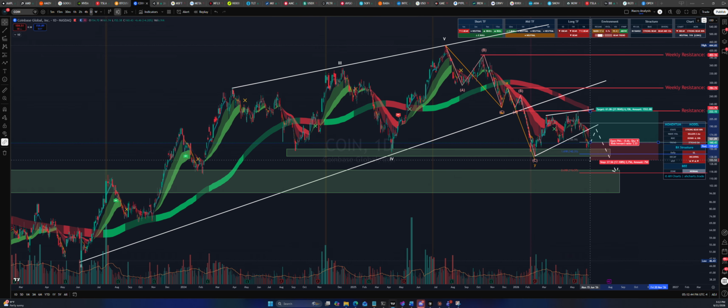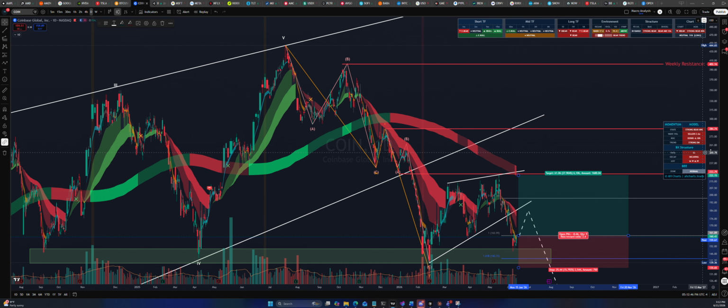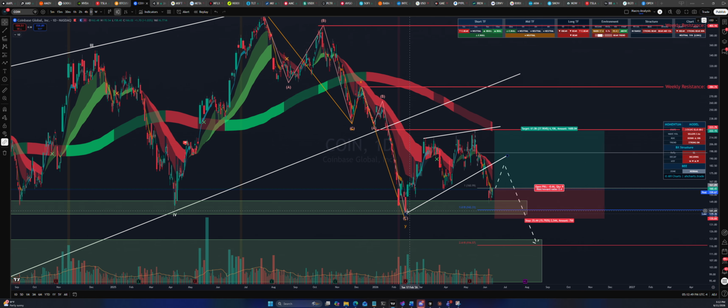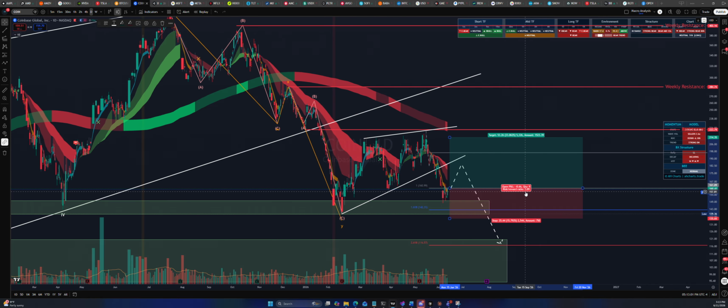My stop is below this level here, because this is where the bottom is. This will be a break of structure. Once price crosses below, that's a break of structure, 138. And your target would be right over here. So your risk to reward on this trade would be two risk to reward.